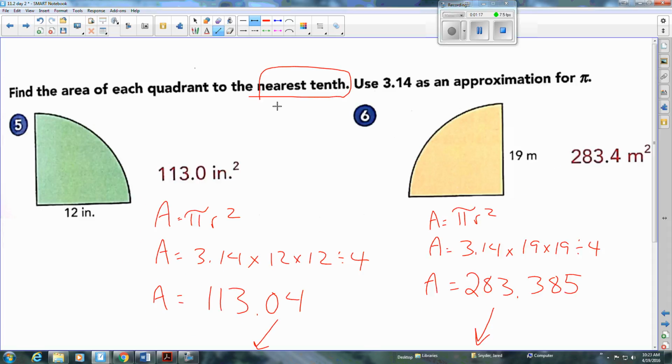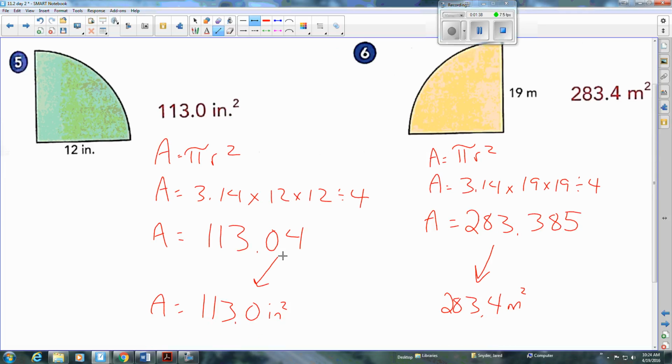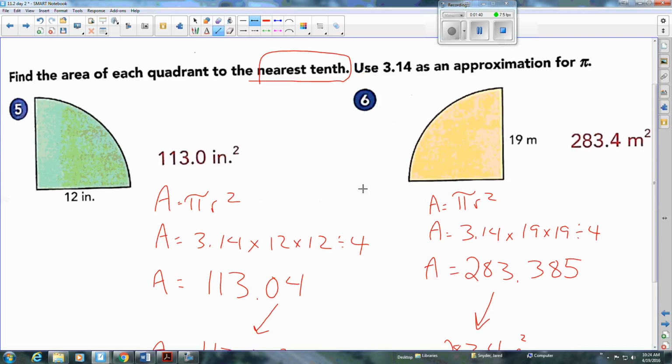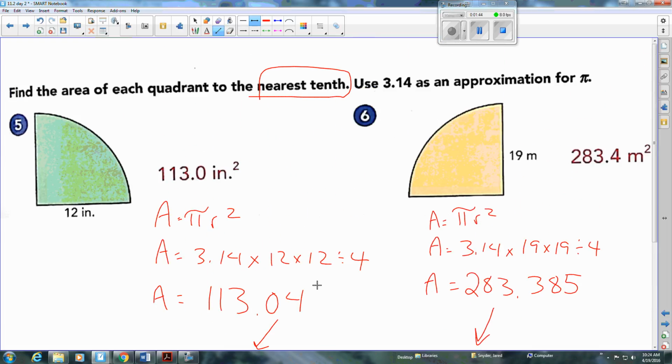Find the area of each quadrant to the nearest tenth. Use 3.14 as the approximation for pi. So this time we're not going to be using the fraction, we'll be using 3.14. The radius here is 12, so it's going to be 3.14 times 12 times 12. Then I divided it by 4 because this is a quadrant, not a semicircle, not a full circle. And you get 113.04, but because they said the nearest tenth, it would be 113.0 inches squared.